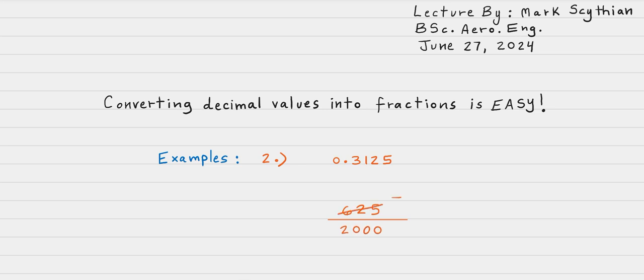Then we can continue dividing the numerator and denominator by 5 until we reach the lowest terms of the decimal expression. So 5/16 is the fractional representation of the decimal value 0.3125.